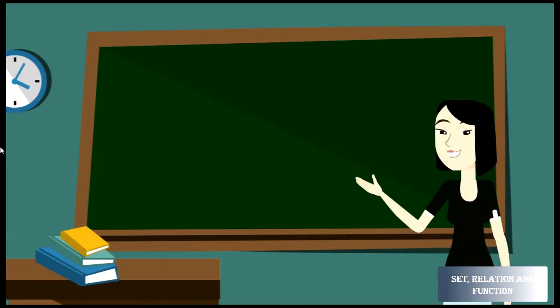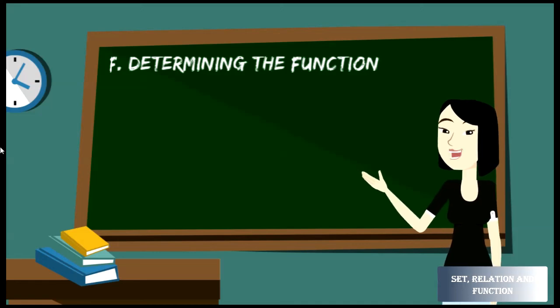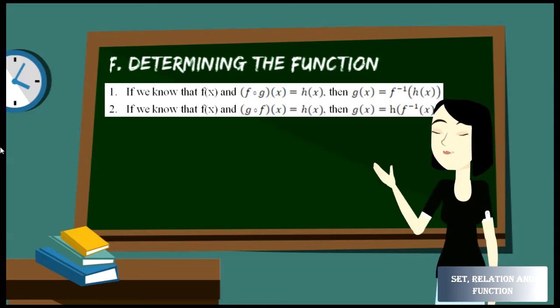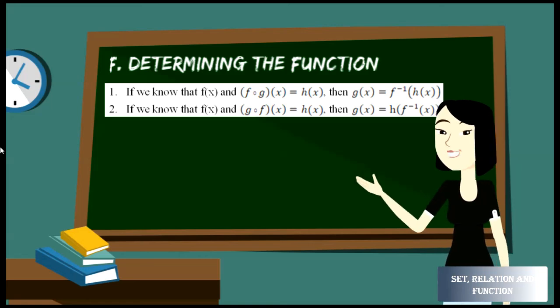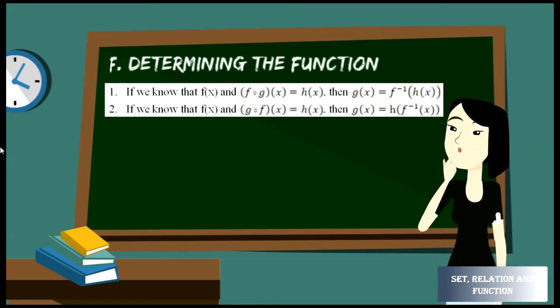And the last, we will talk about determining the function. If we know f(x) and the composition g of f of x equal to h(x), then g(x) equal to h of f inverse of x. If we know g(x) and the composition g of f of x equal to h(x), then f(x) equal to g inverse of h of x.